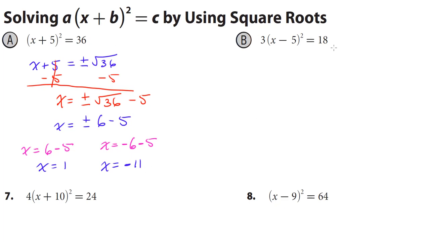All right, next example here. So now here we have 3 times x minus 5 squared equals 18. So first we got to get rid of this 3 so we can get in here, right? We have to divide everything by 3. This gives me on the left x minus 5 squared equals 6. Then I need to get rid of this square, so I'm going to square root everything. So on the left I have x minus 5 equals positive or negative radical 6.